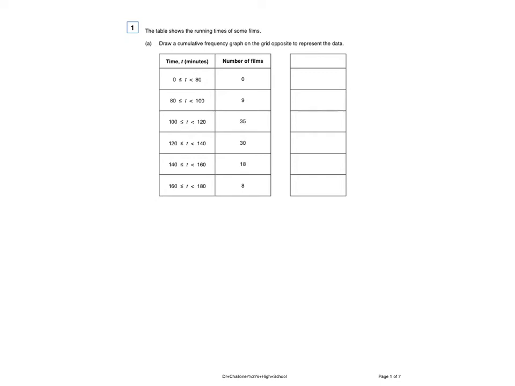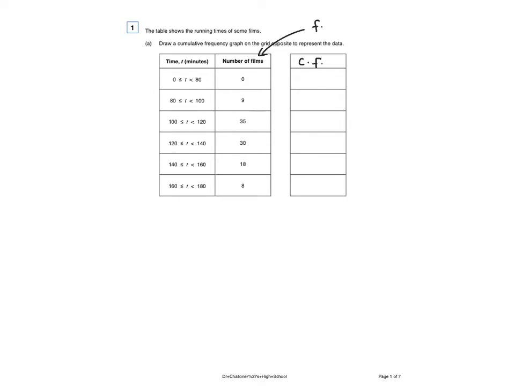So we're going to have a look at the worked answers to the cumulative frequency questions that you were working on this week. So question number 1, we have the running times of some films, and we're going to need to draw a cumulative frequency graph in a moment. So that means we need to calculate the cumulative frequency, which can go in this column here. This column here, the number of films, is the frequency.